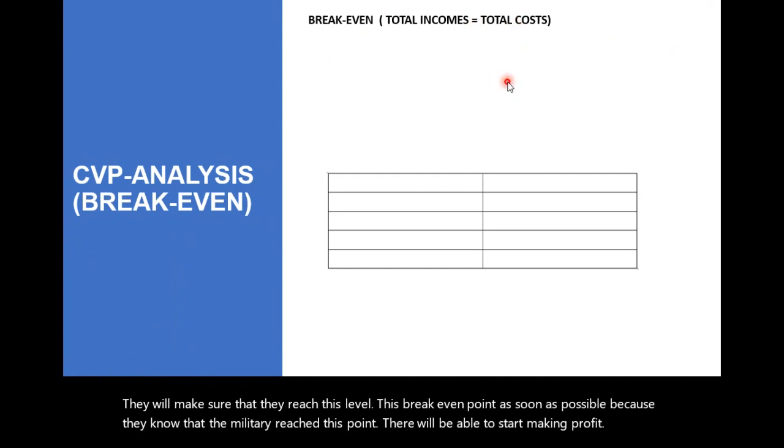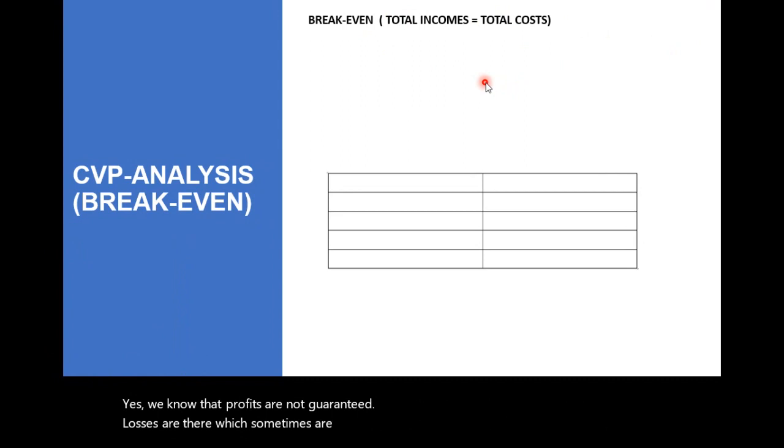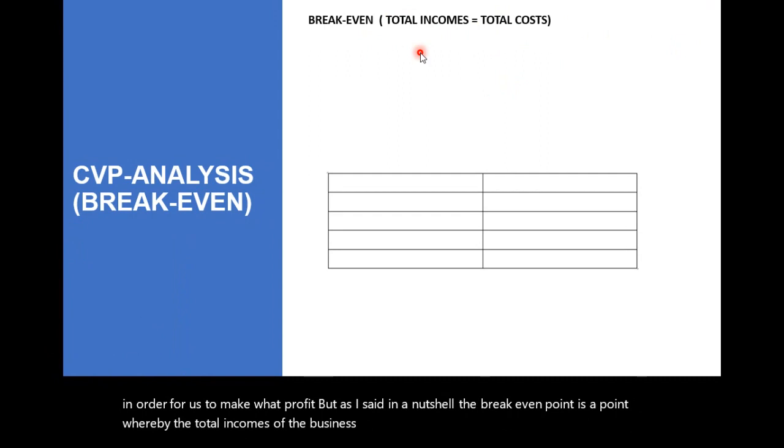Yes, we know that profits are not guaranteed. Losses are there, which sometimes are not avoidable. But our main aim is to increase our incomes in order for us to make what? Profit. But as I said, in a nutshell, the break-even point is a point whereby the total incomes of the business are the same as the total costs.